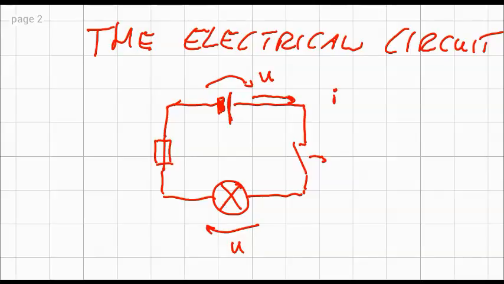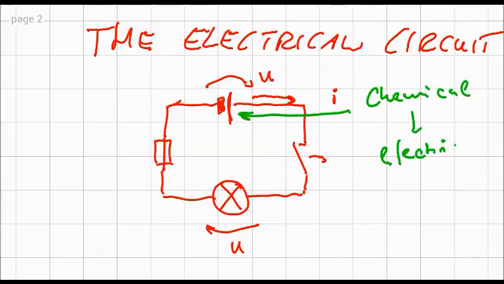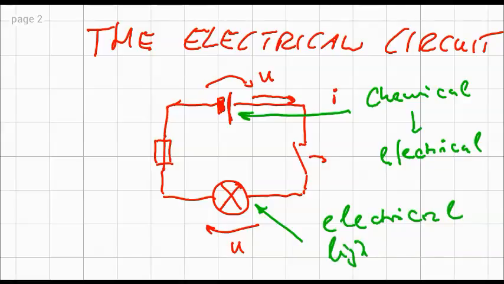We can see it from another way. We have here not a source of electricity, but a conversion. So here we convert chemical energy into electrical. And here we convert electrical energy into light and heat. You touch a light bulb and you will notice that it is hot.